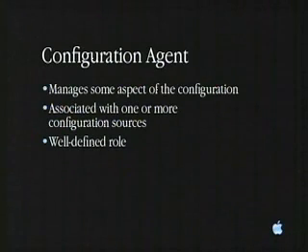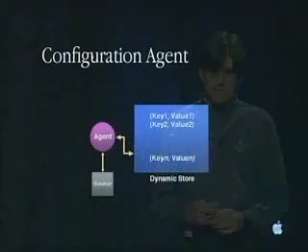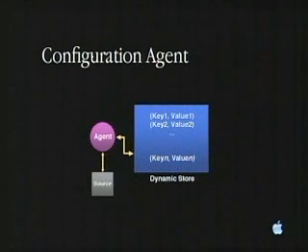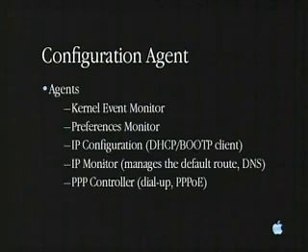So the third main category of the architecture is the configuration agent. A configuration agent manages some aspect of the configuration. It's associated with one or more configuration sources, basically things that can be configured or provide configuration information, and it has a well-defined role. From the original diagram, the relationship is that the agent interacts with the dynamic store and it manages some configuration source or multiple configuration sources.